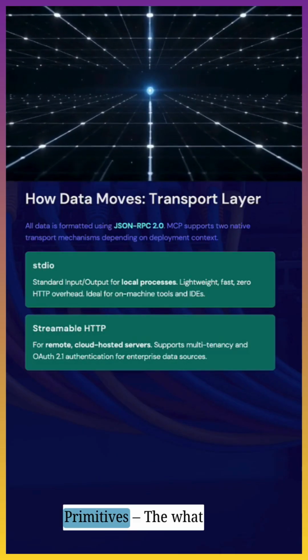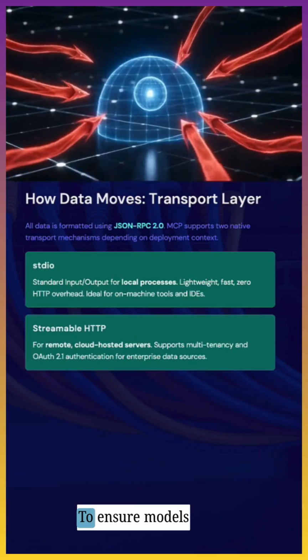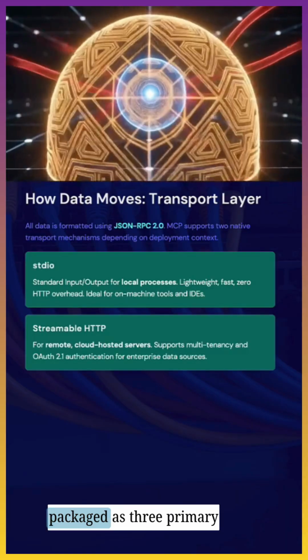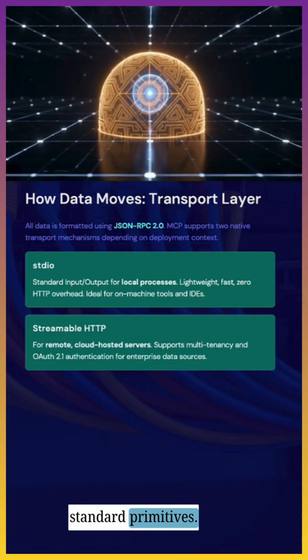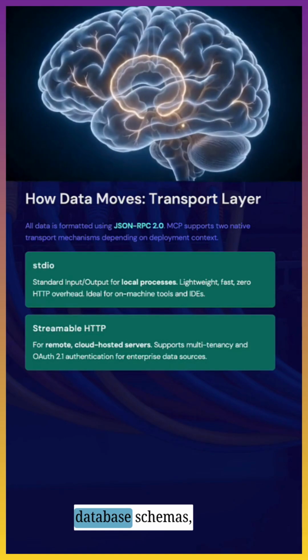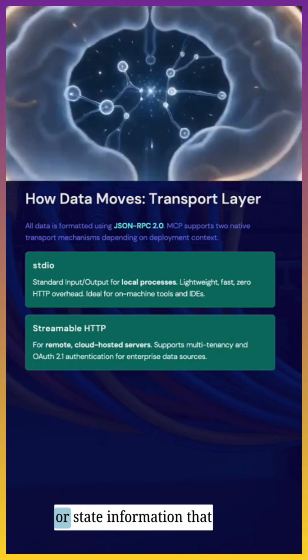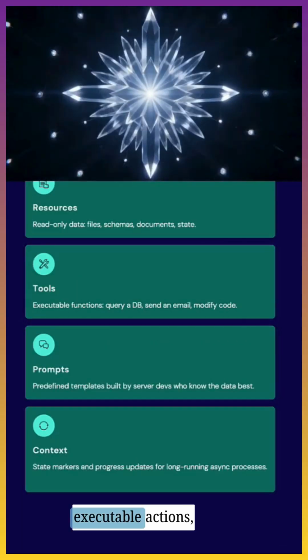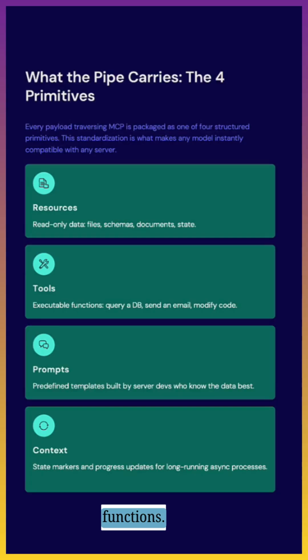3. The primitives, what the pipe carries. To ensure models can consume information seamlessly, the pipe carries data packaged as three primary standard primitives. Resources, read-only data: data files, database schemas, text documents, or state information that the client can retrieve on demand. Tools, executable actions, functions the model can invoke to perform a change, for example, sending an email, querying a database, or modifying local code files.